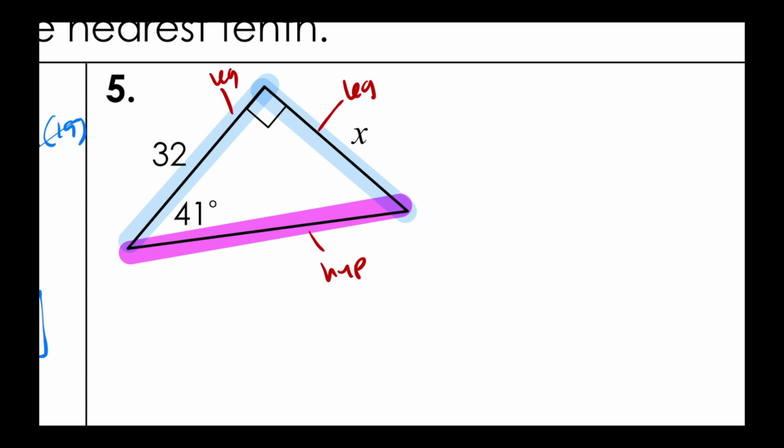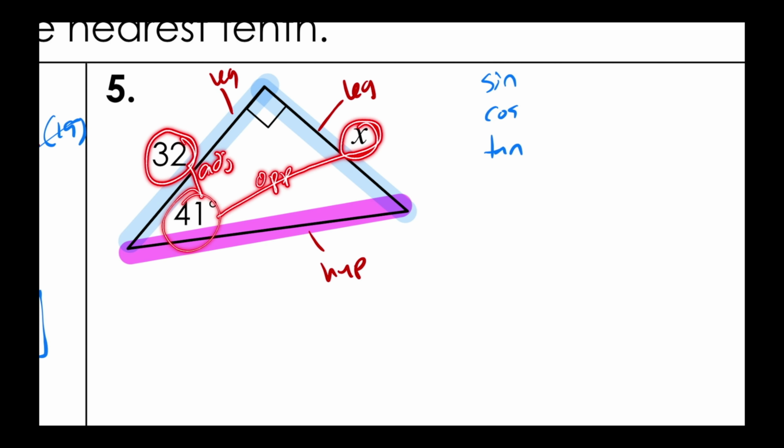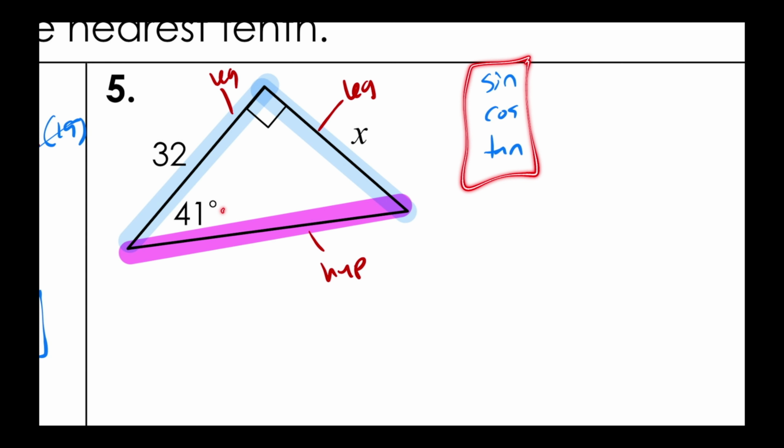Okay, and so now, what do we have? We have this angle, this side, and this side. So now we have to ask ourselves, are we going to use sine, cosine, or tangent for this problem? Well, let's look. We have this angle, and then we have that leg, which is the opposite leg, and we have that leg, which is the adjacent leg. Which one of these three deals with opposite and adjacent?